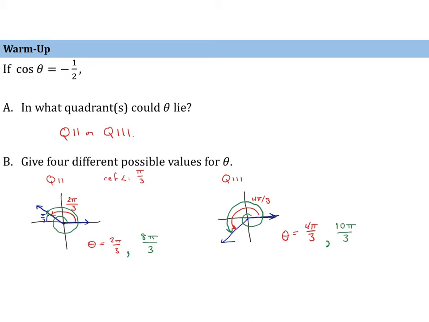In fact, if we look at cosine of theta, what is the period of cosine of theta? Because that's how long it will take before we repeat our cycle. And cosine of theta has a period of 2 pi. So we can take 2 pi over 3, and we can start adding multiples of that period, and we can obtain as many answers as we want.